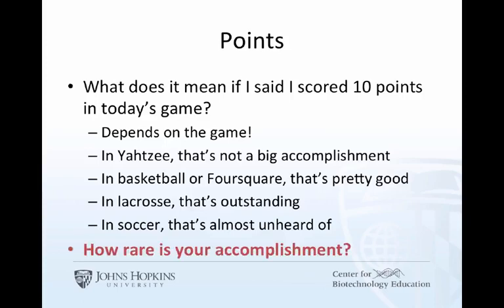The point is that you need context. The scoring system also matters. If they gave every team 5 points for a goal in soccer, then scoring 10 points is not as hard. So when we think of points in terms of an alignment score for a pair of sequences, then we have to ask, how hard is it to get that score?